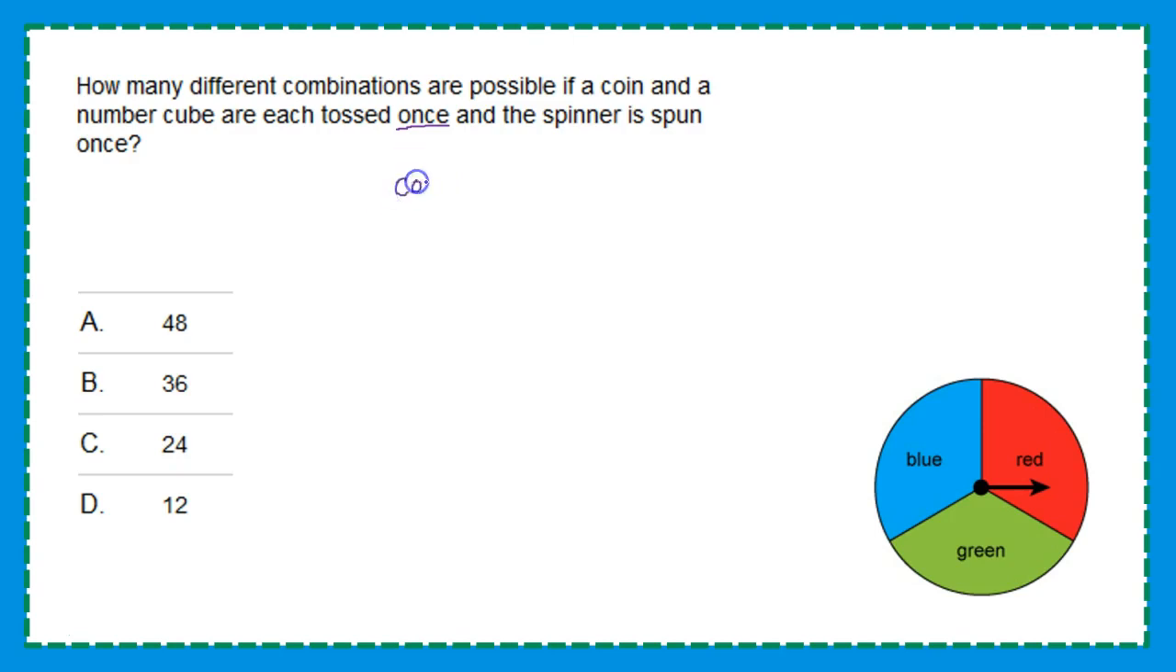So for a coin, you're either going to have heads or tails, right? So there's 2 possible outcomes for that. And a number cube is like a dice, and that has 6. A cube has 6 sides, so 6 possibilities. And a spinner, the one that they've shown us, if they ever give you a picture, make sure you look at it. There's 3 possible outcomes, blue, red, or green, right?